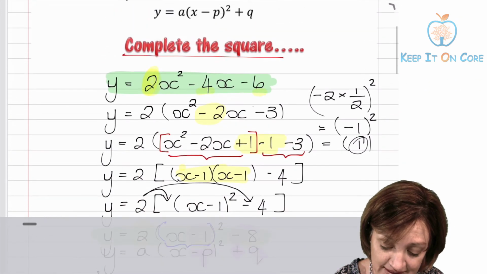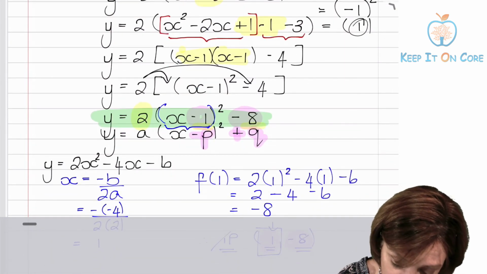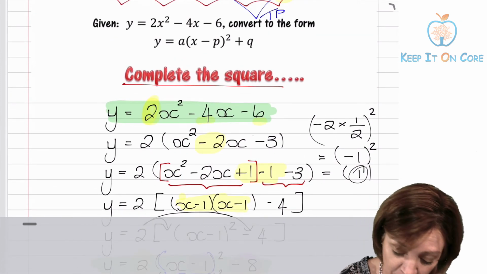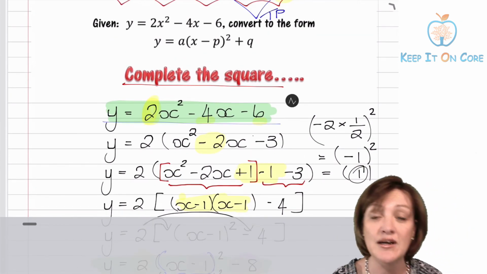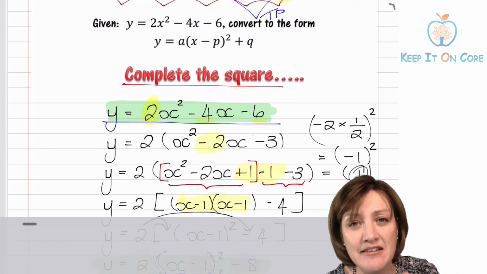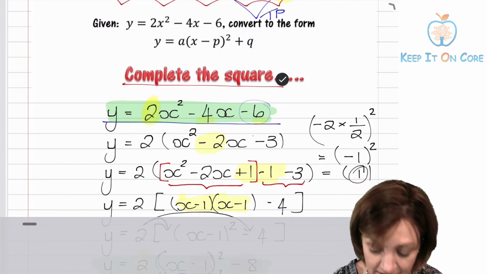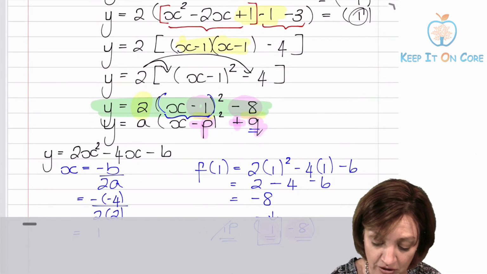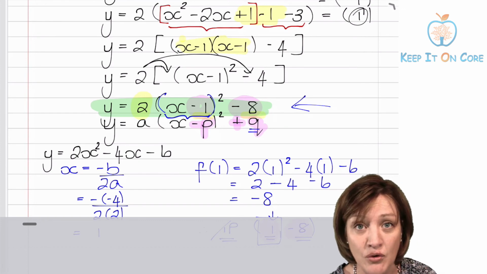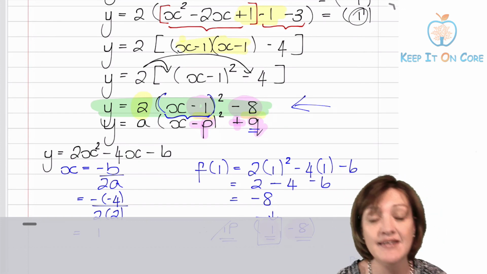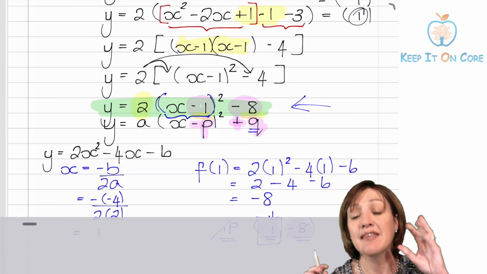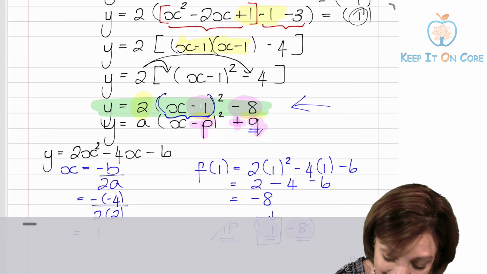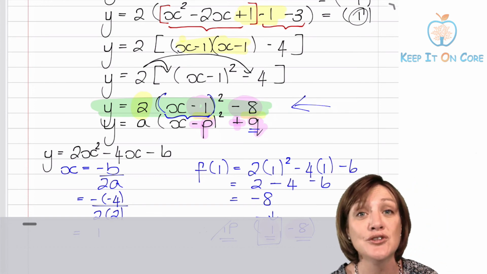Please do not make the mistake of thinking that this q over here represents the y-intercept. It is only when it is in the form of y is equal to ax squared plus bx plus c that the c value is the y-intercept. So negative 6 is your y-intercept in that standard form. But when we convert it to this standard form, remember that this is no longer a b and a c, it's a p and a q. The negative p is the horizontal shift and the q is the vertical shift. And together, the p and the q form the coordinates of your turning point.